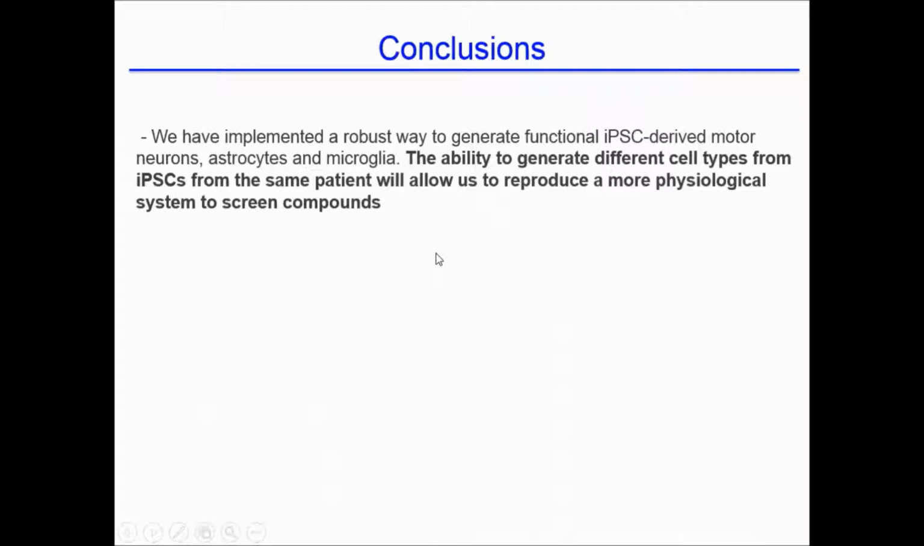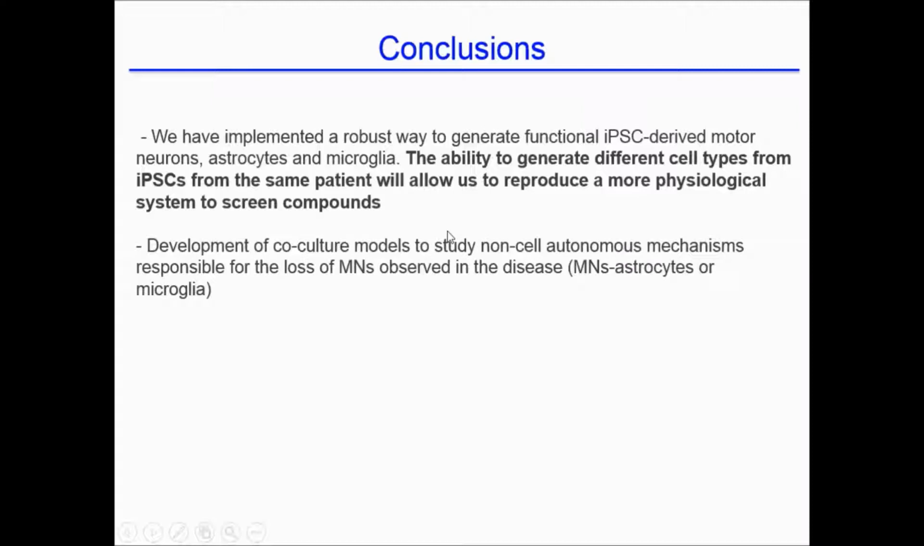So in conclusion, we have implemented at the platform in the lab of Dr. Stefani a robust way to generate functional iPS-derived cells like motor neurons, astrocytes, and microglia that are implicated in ALS disease. And really, the ability to generate different cell types from iPS from the same patient is really important because it allows us to reproduce a more physiological system that will be used to screen compounds. We have been developing some co-culture models to study the non-cell autonomous mechanism responsible for the loss of motor neurons observed in the disease, like astrocytes and soon microglia.